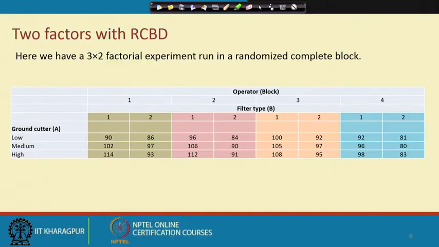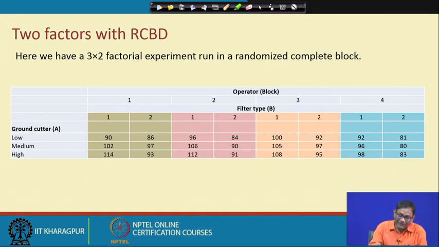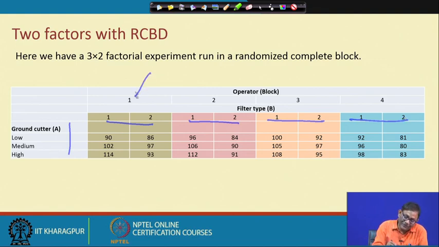Now you can do a two factor factorial design with blocking also. In the example, if we keep operator as block and two different factors A and B, A with 3 labels and B, filter type, with 2 labels each, and we have the first block for operator 1, second block for operator 2, third block for operator 3, fourth block for operator 4. So, then what are you doing here?